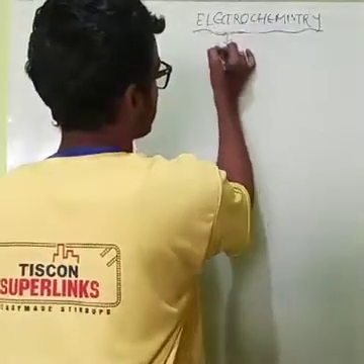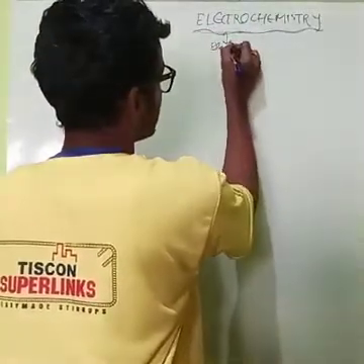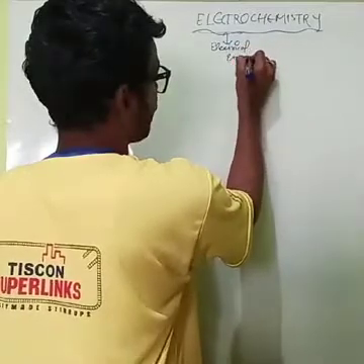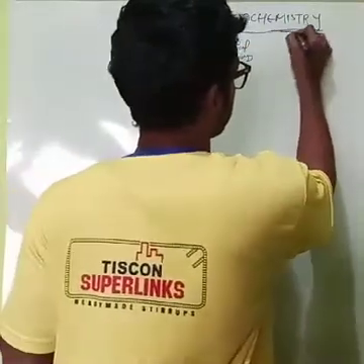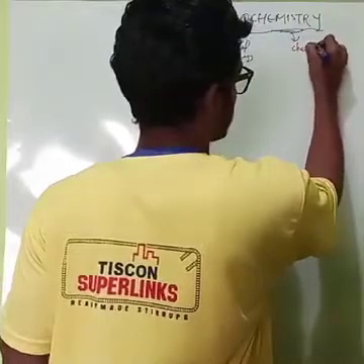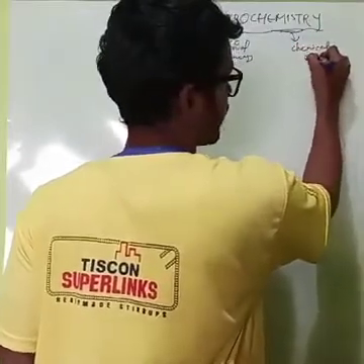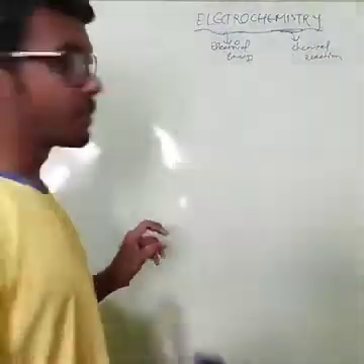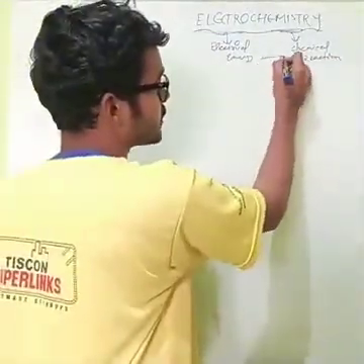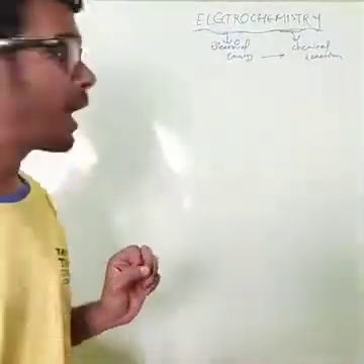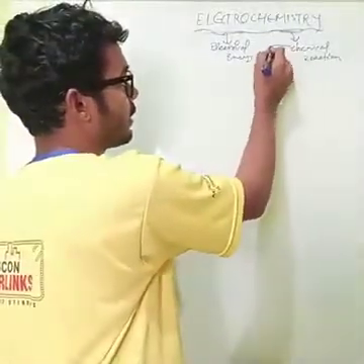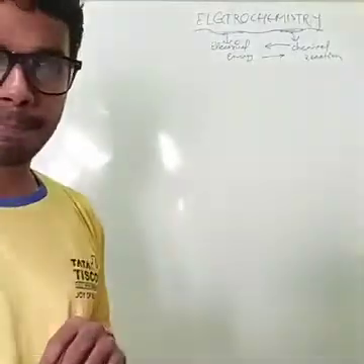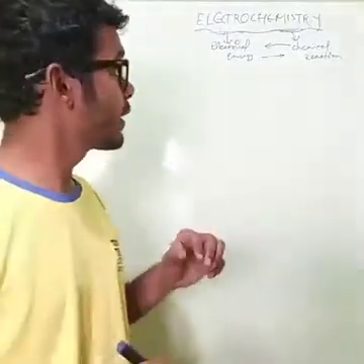electro means electricity, electrical energy. And this is chemistry, which deals with the chemical reactions. Sometimes electrical energy gives chemical reactions, and chemical reaction or chemical energy will give electrical energy. Okay.